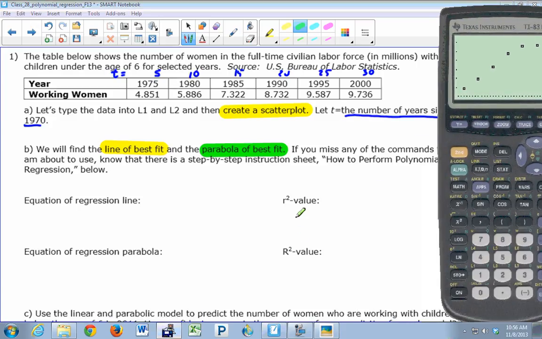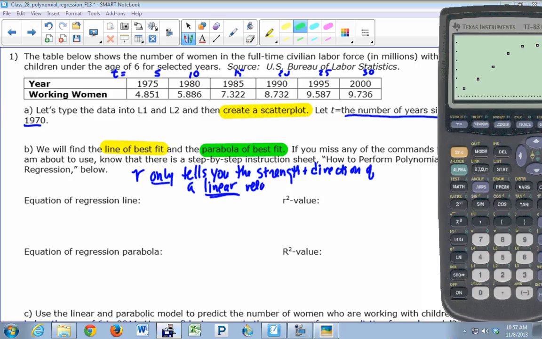How do we compare models? How do we know which model is the strongest or the best fit? Well, when we were just doing linear regression back a few weeks ago, we looked at the R value. And if you recall, your projects had you find data that had an R value whose absolute value was bigger than 0.6. But remember, your R value only tells you the strength and direction of a linear relationship. Linear, that's all it tells you about.